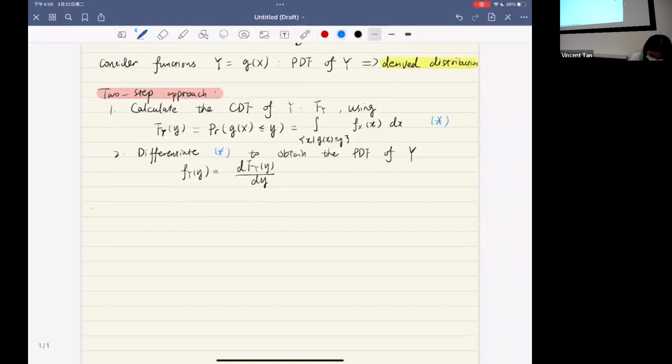Let's give an example first, a very simple example. Let X be a continuous random variable that is uniform on 0 to 1, and we let Y be the square root of X. Since X belongs to the region from 0 to 1, Y must belong to 0 to 1.